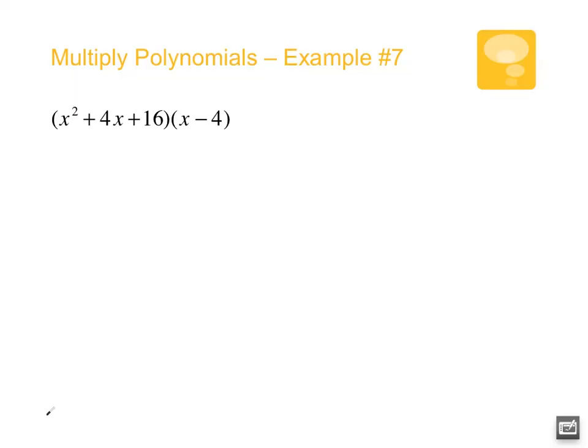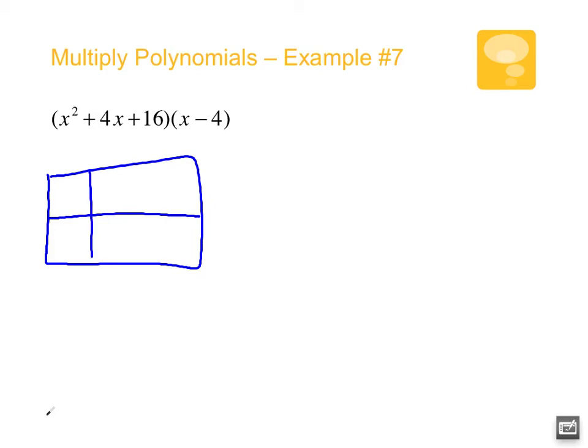Okay, so those of you who have had me before, or maybe your other teachers have shown you this, I always make a box. Okay, so my box is 3 by 2. On the top, I'm going to put x squared, positive 4x, positive 16. Here I'm going to put x, subtract 4. This is a way for me to organize my work so I don't get lost.